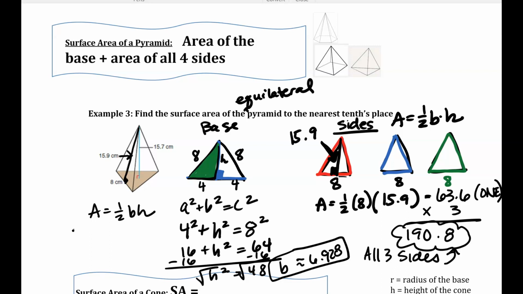So I'm going to come over here to my area formula, and I'm going to do 1/2 the base. Now I'm looking at the whole triangle. So I'm going to actually, let's start over.